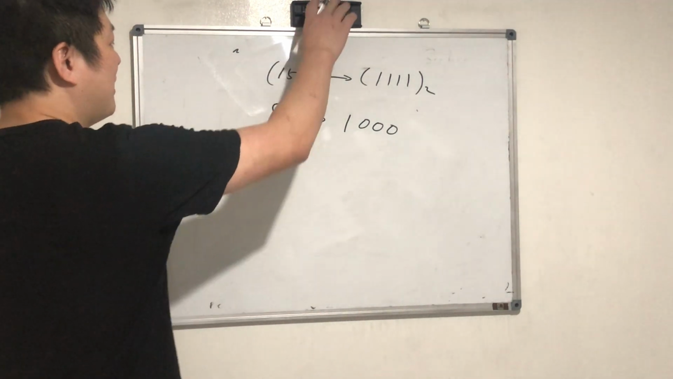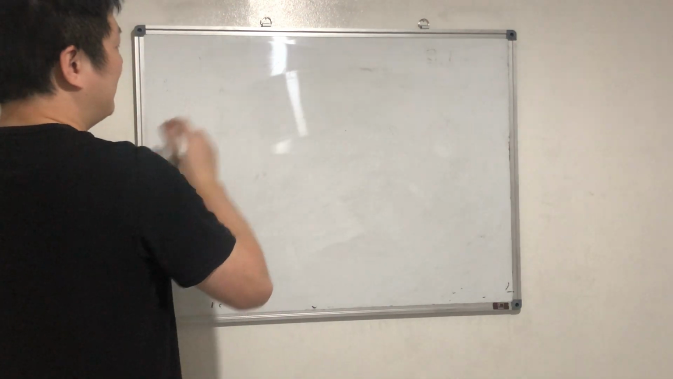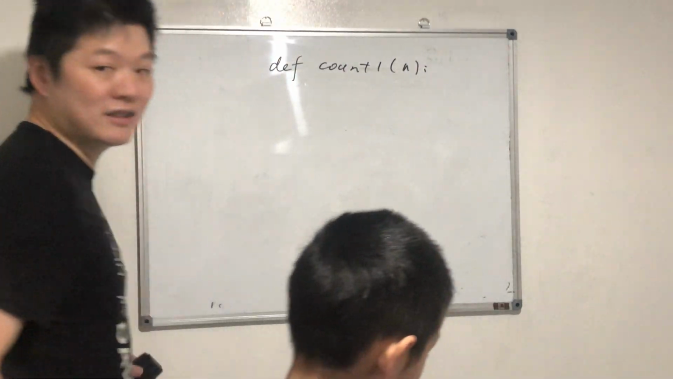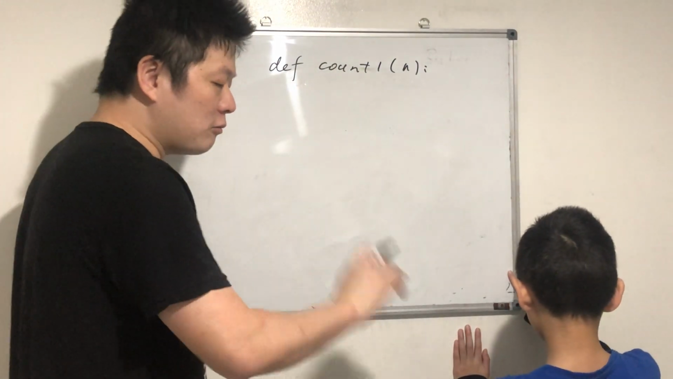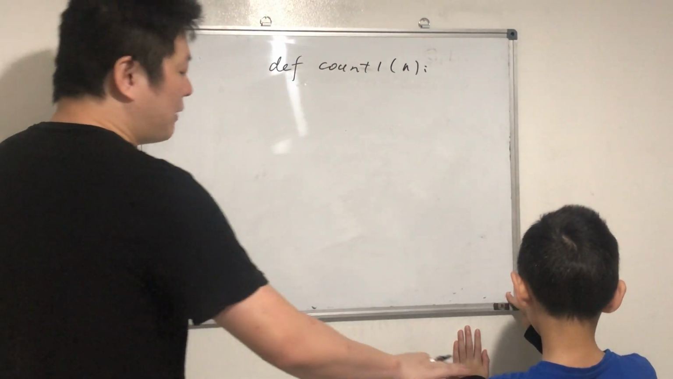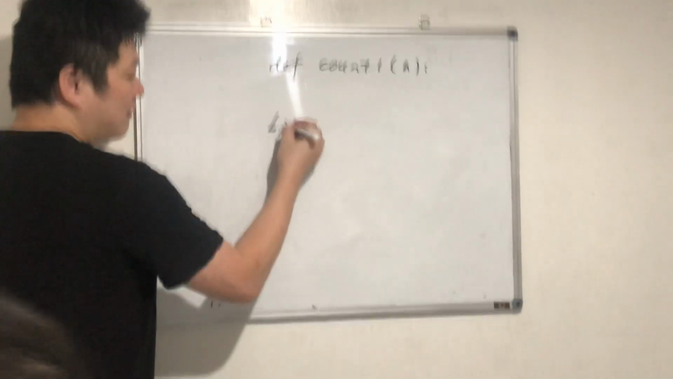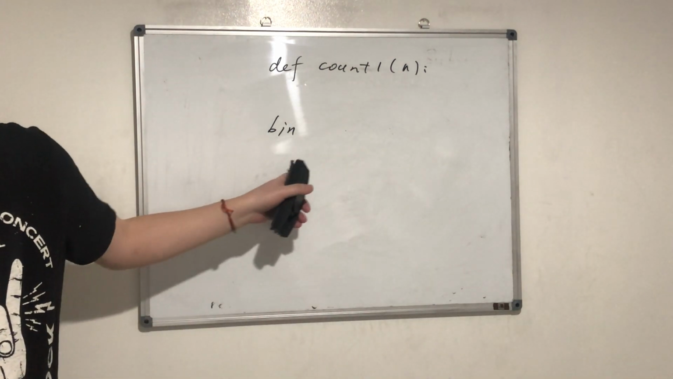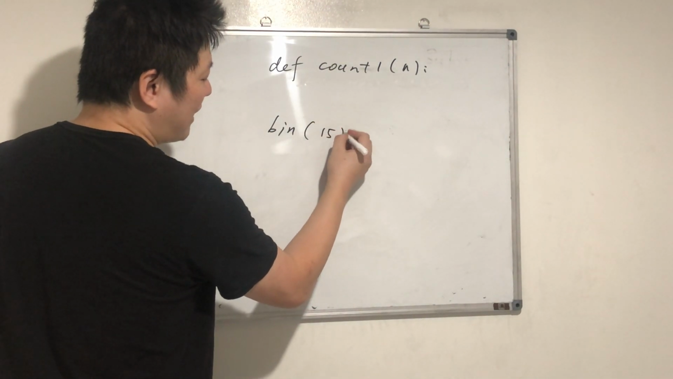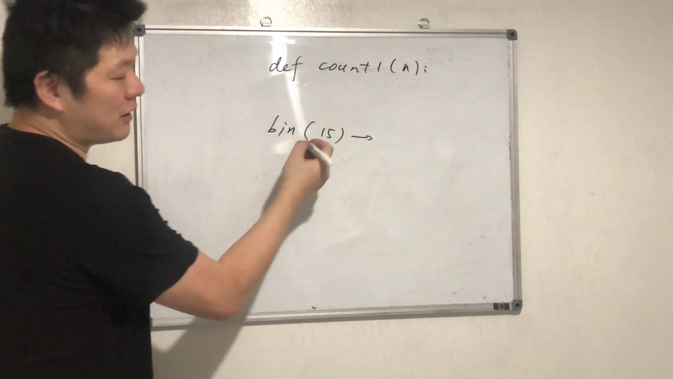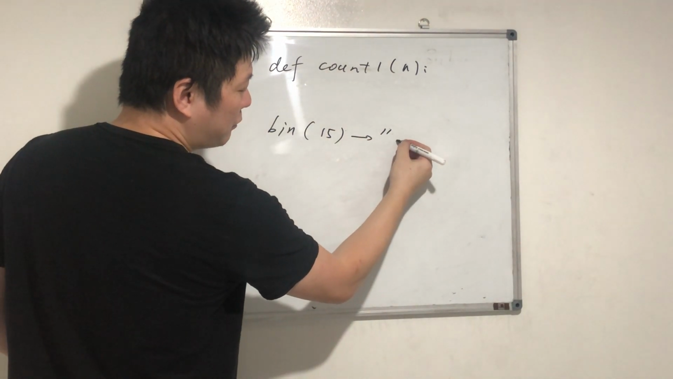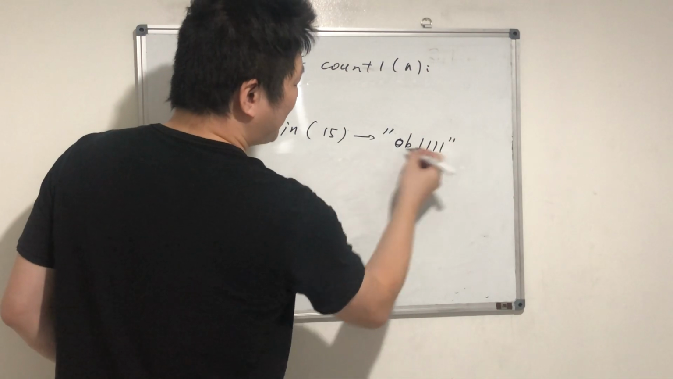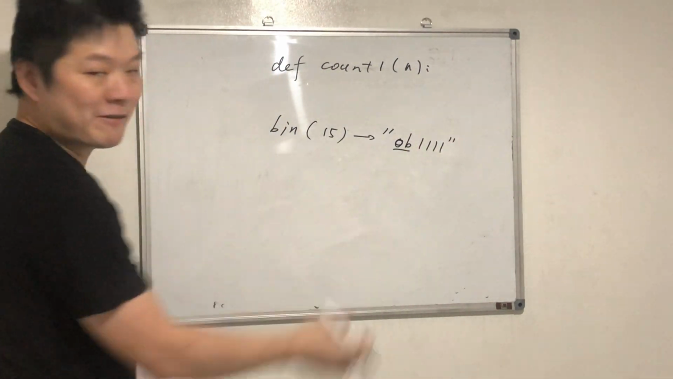Do you still remember how we count it? Define count1 of n. One easiest way is to use Python's function called bin. Bin is short for binary, not for the rubbish bin. It takes a number, like 15, and gives a string. Look, it has two extra characters: 0b, and then 1, 1, 1, 1. So basically the actual binary is prefixed with 0b.